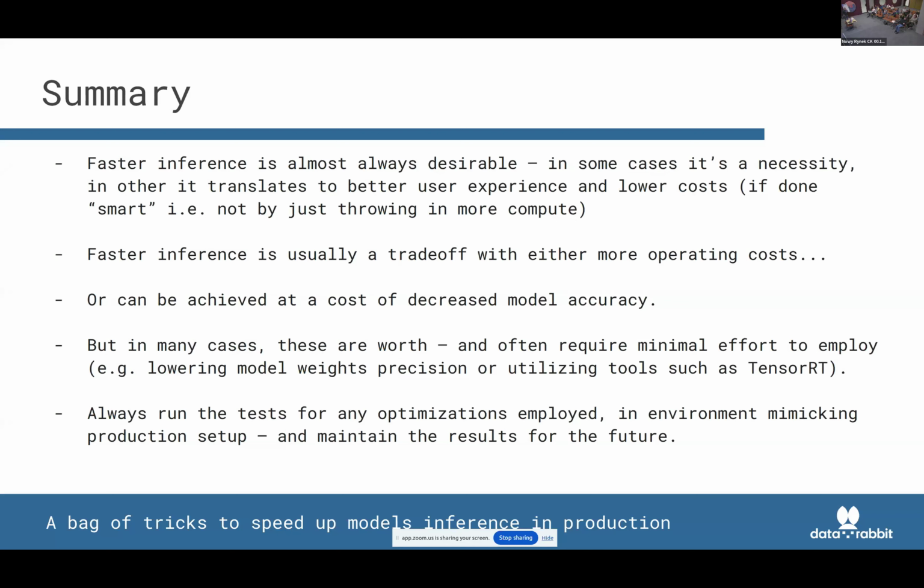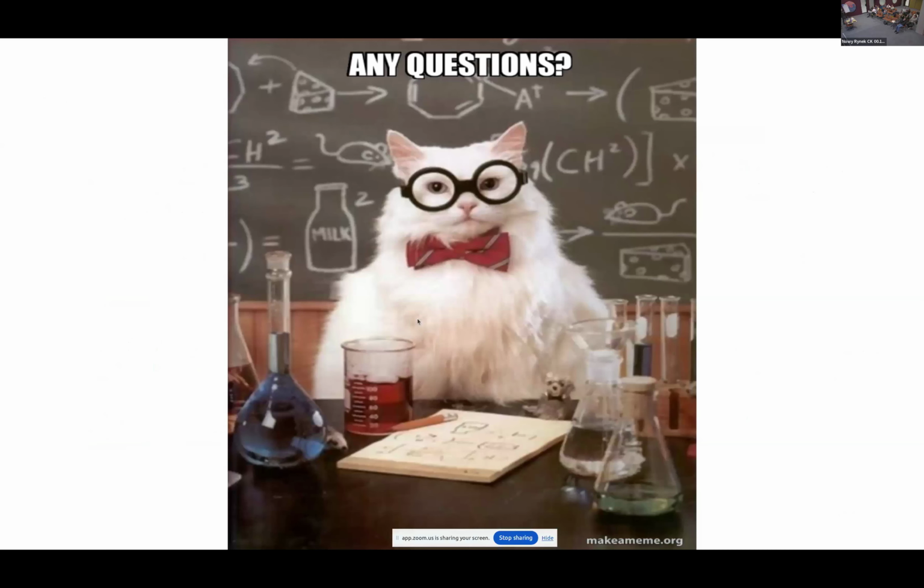And again, many of those tools are really easy to use nowadays. The example with TensorRT that you saw is something that is really easy to get into. And always run those tests for any optimization deployed in an environment that is mimicking the production setup. Maintain the results for the future.